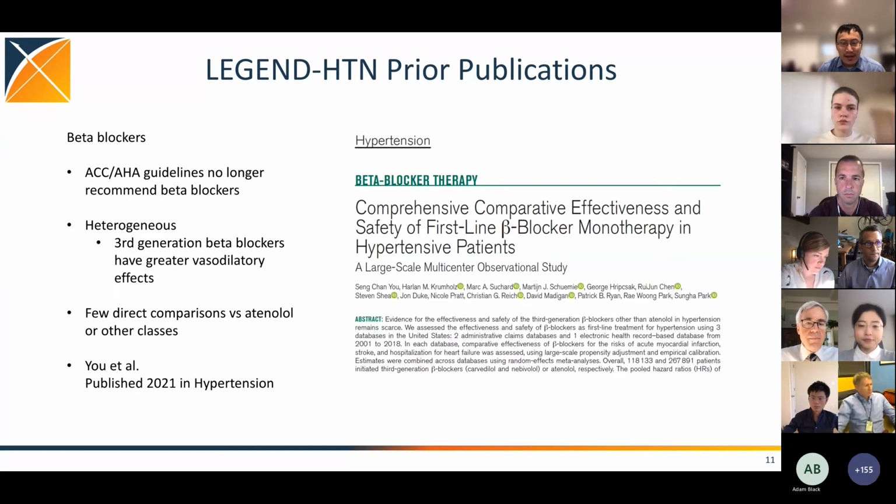This was followed by Chan's paper in hypertension on beta blockers, essentially that the ACC guidelines no longer recommended beta blockers, however, the European guidelines still did. Beta blockers we know are a fairly heterogeneous class, with the 3rd generations having more vasodilatory effects, so that would be like your carvedilol. There were a few direct comparisons against atenolol, and so we wanted to dig further into this class as well.